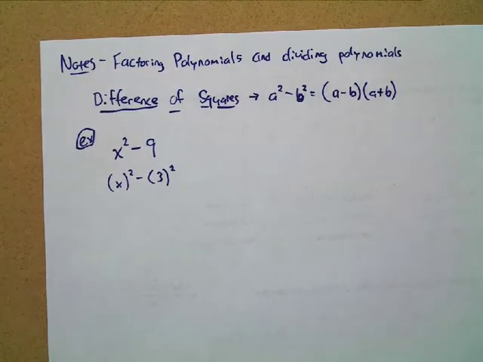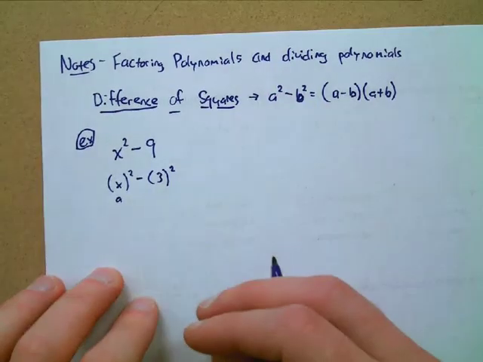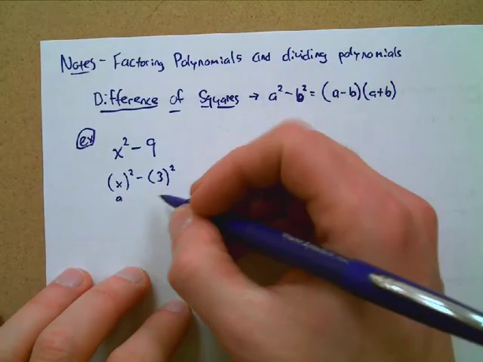And so you can see here, if we try to use our difference of squares format, the x corresponds to what letter up here? It corresponds to the a. X is like our a. And then the 3 is like the what? It's like the b, exactly right.